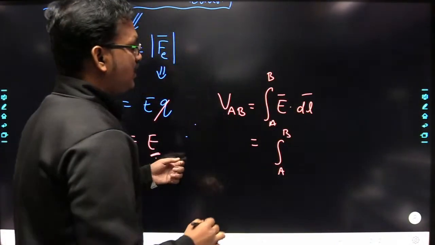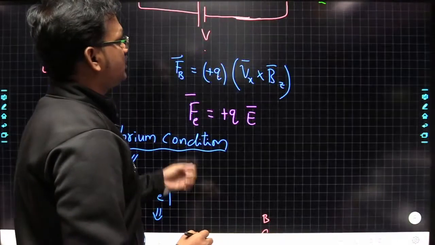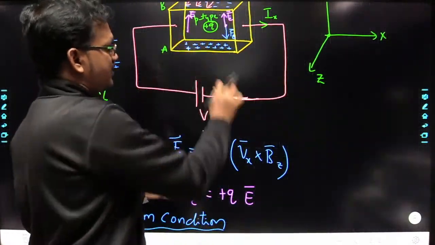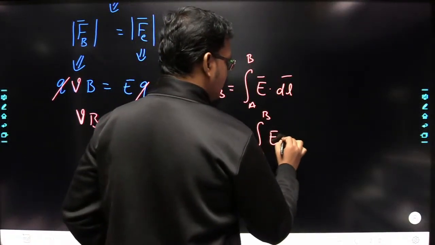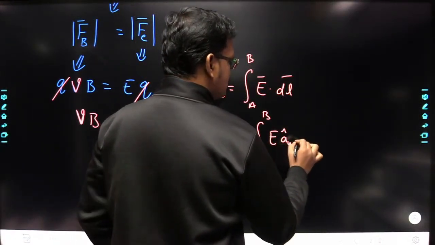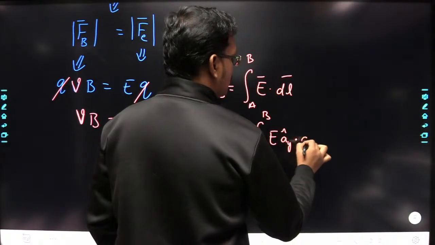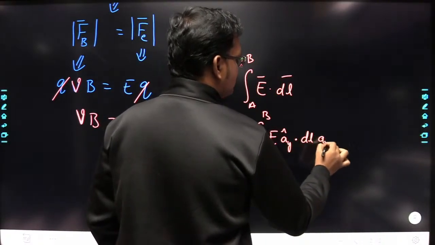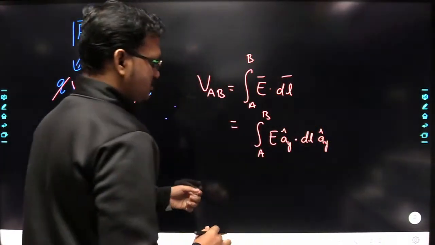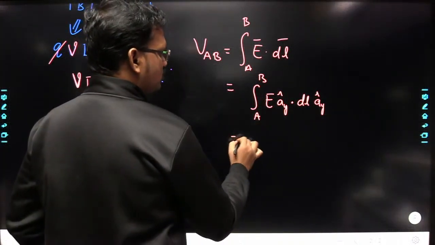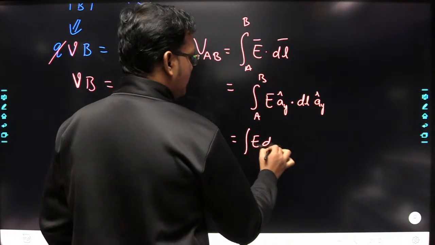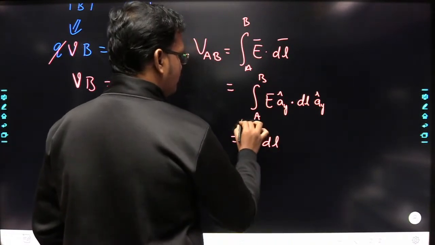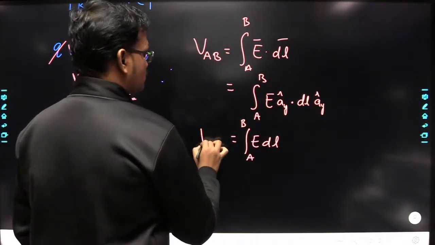So E bar is pointing in which direction here? E bar is pointing in the upward direction, that is, in the Y direction. So the electric field is in the Y direction. The dot dl, this differential length I am also considering in the upward direction. Understood? So this is equal to the integral from A to B of E into dl.